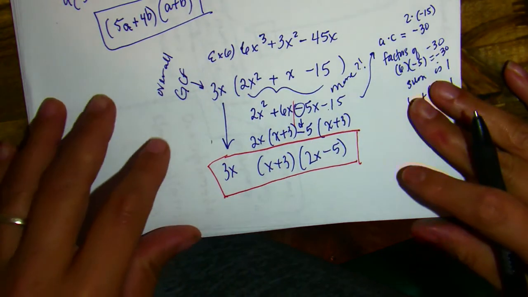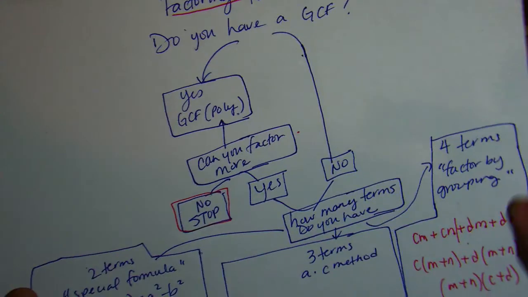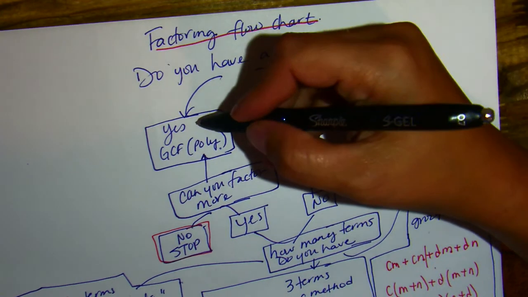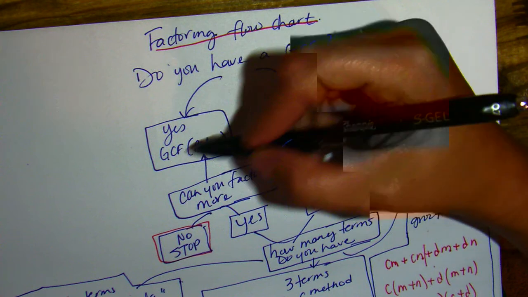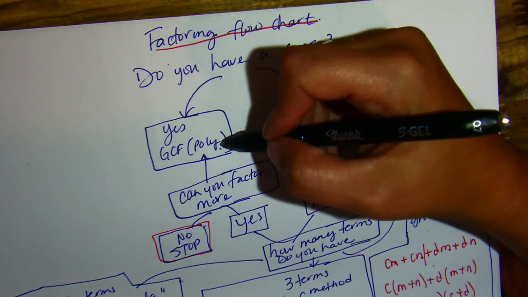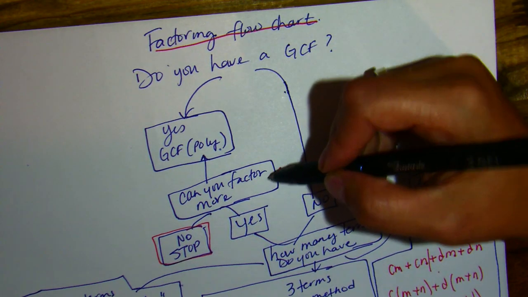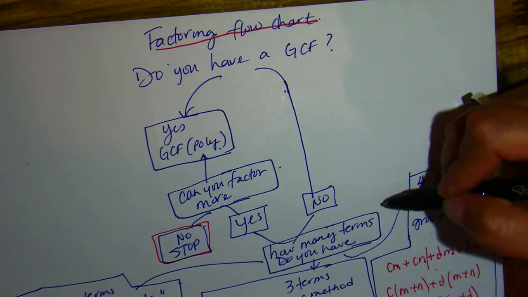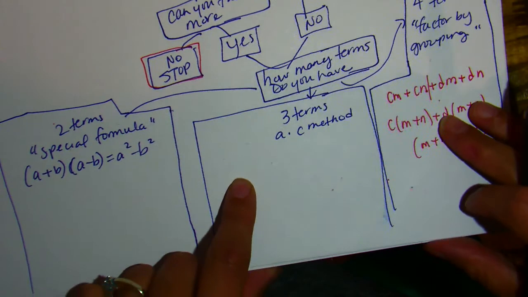How does this look on the factor flow chart? Let's come over here and see. Did you have an overall GCF? We said yes, we did. So we factored that out, right? That was our 3x. Then we put the polynomial, that was the leftovers, right? The distributive property. Then we asked ourselves, can we factor that more? And we said we were going to give it one heck of a try, so we said yes. So then we asked ourselves, well, how many terms did we have? And we ended up with 3 terms doing the A times C.